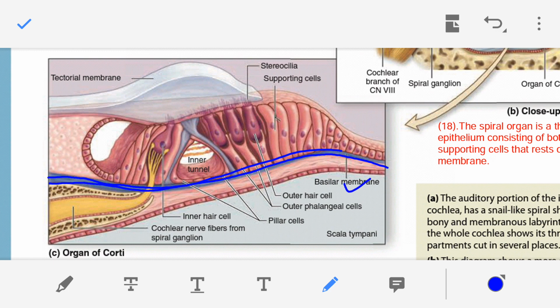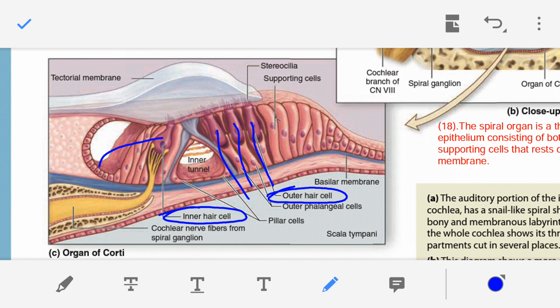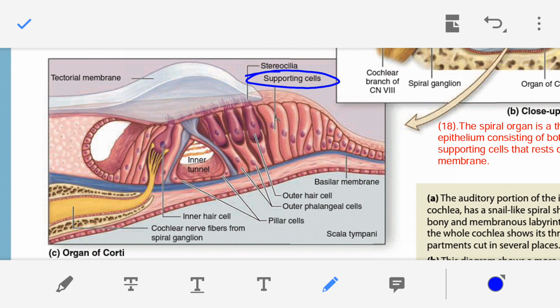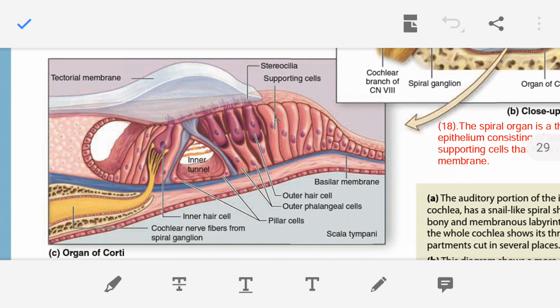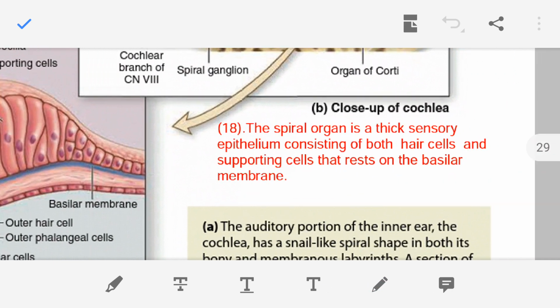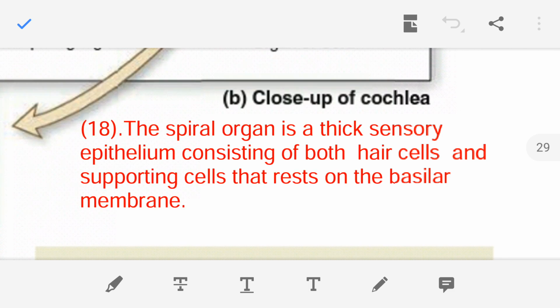Now the name is written, and you will see two types of cell. One is the hair cell. These are the hair cells, and here also see, the name is written, inner hair cell. So this is the inner hair cell. Then there are supporting cells, the name is written, and these are the supporting cells. So point number 18.